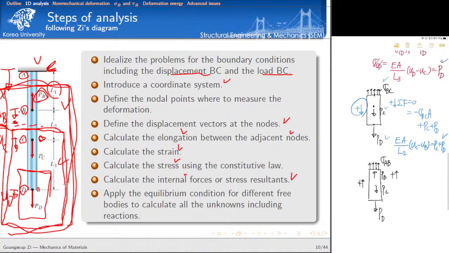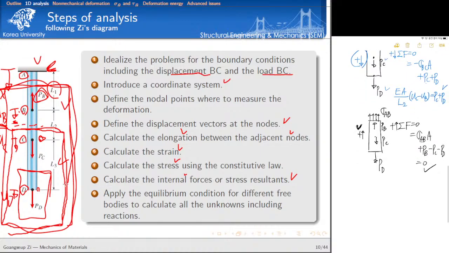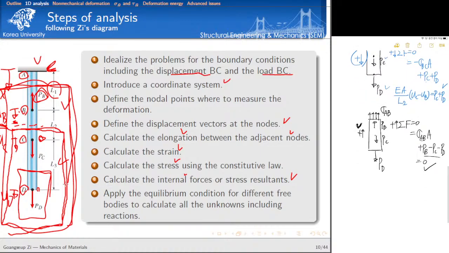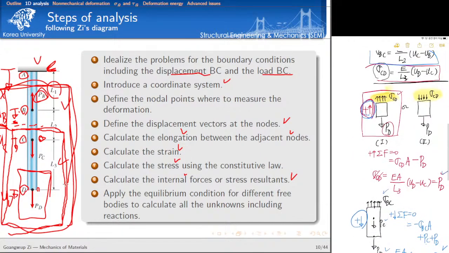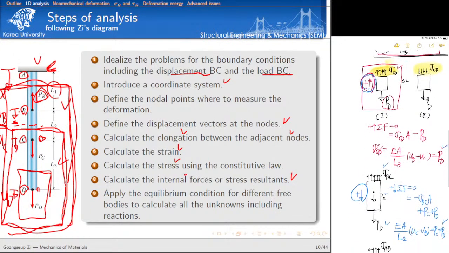Sum of forces in upward direction is positive, is equal to 0. And then this is sigma AB times the cross-section area plus PB minus PC, because of the choice of coordinate system, minus PD is equal to 0, isn't it? So let's move all the forces to the right-hand direction. Then we can obtain the last formula, because sigma AB is already calculated in this way.